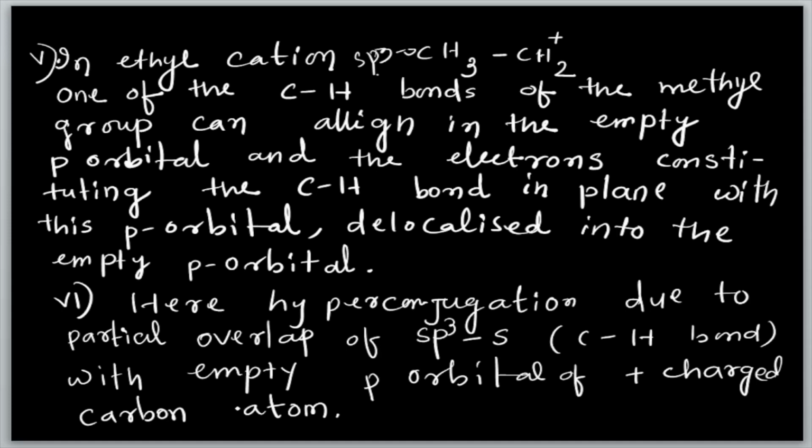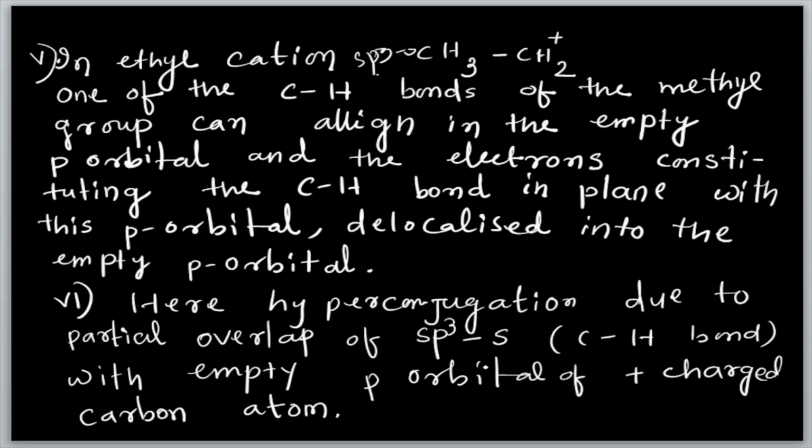Here hyperconjugation is due to partial overlapping of sp3-s. How many C-H bonds? How many alpha hydrogens? Three alpha hydrogens, meaning three sp3-s bonds. Similarly, three C-H bonds are produced by partial overlapping with the empty p orbital of the positively charged carbon atom, in the CH2 position.